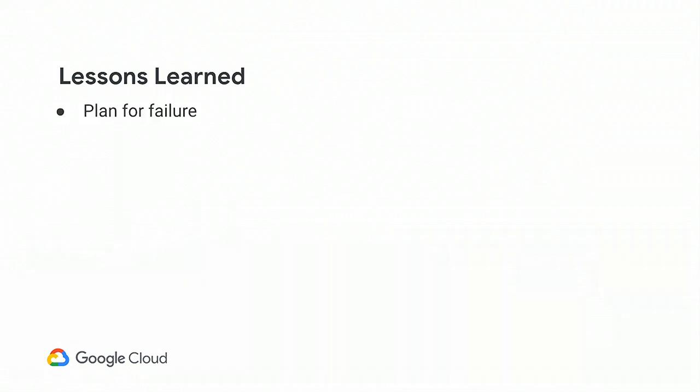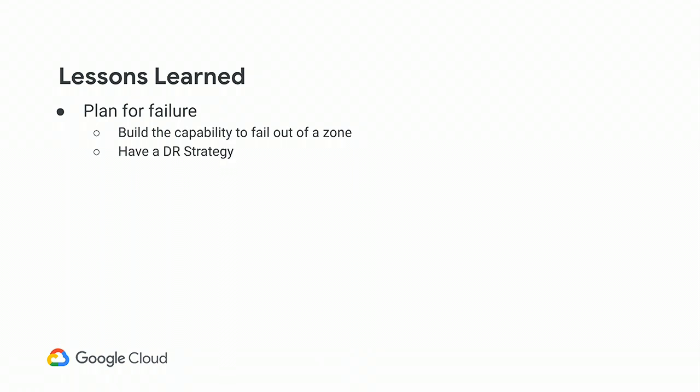Lessons learned: plan for failure. All of our desire to be zone independent, cross-regional, multi-cloud is because we want to make sure that we have the capability of failing out of a zone. We have to make sure that we have a DR strategy.